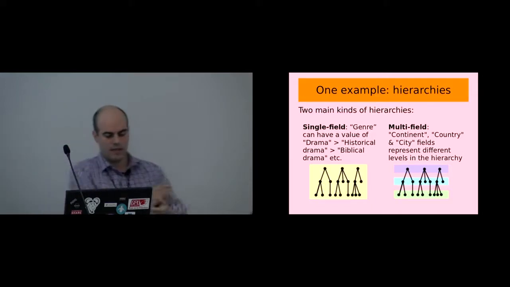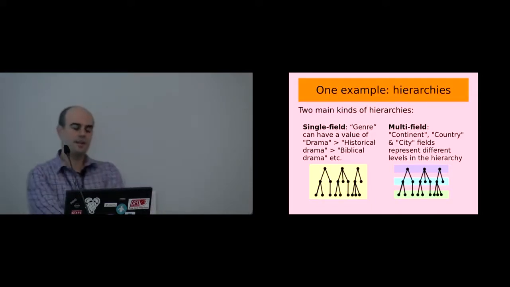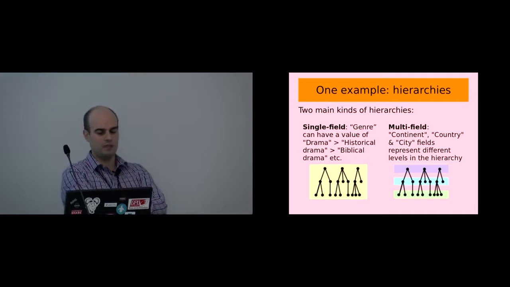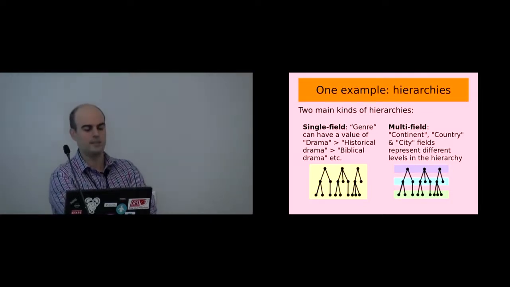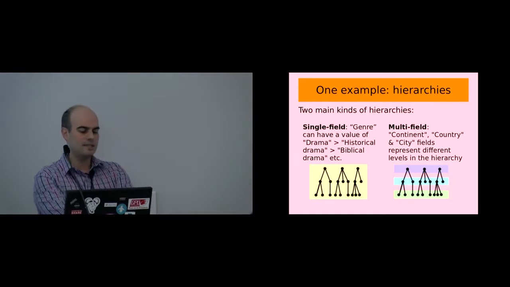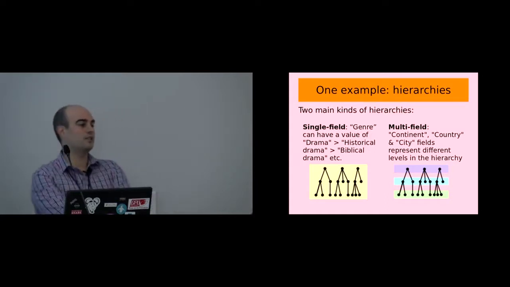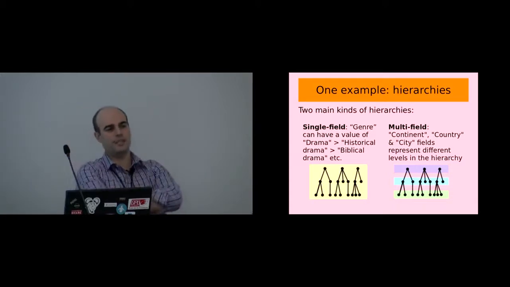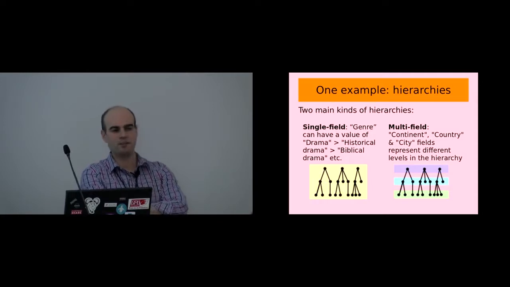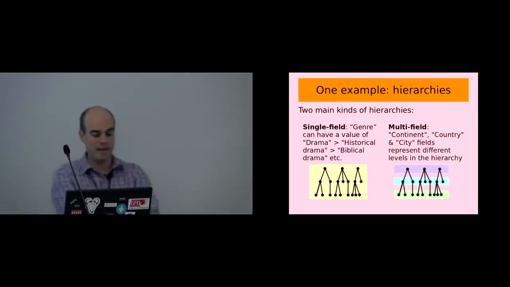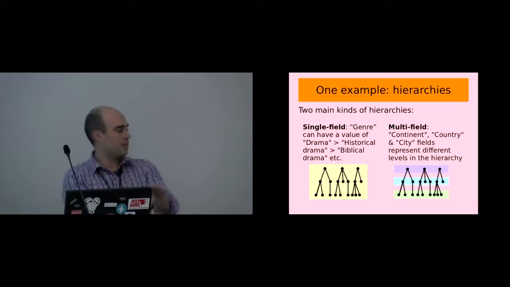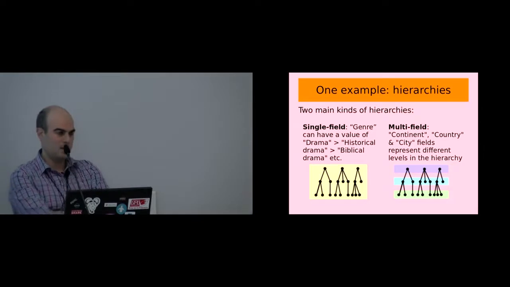Hierarchies. In my way of looking at it, there are two kinds of hierarchies, single field and multi-field. Single field, an example of that would be genre for a movie or a book, where the genre can have any level of granularity. You can say this is a drama film, or this is a historical drama film, which is a subset of that, or biblical drama, which is a subset of that. So every one of these nodes will be a possible value for the genre field.